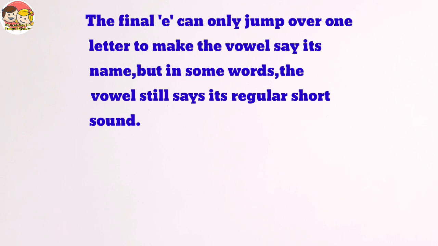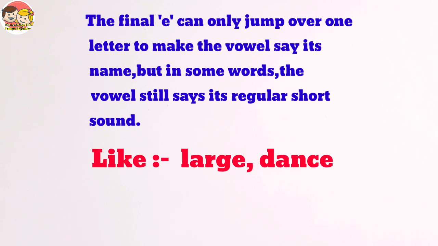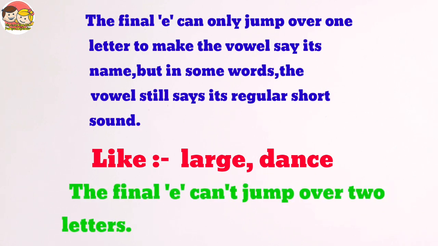As I already mentioned, the final E can only jump over one letter to make the vowel say its name, but in some words the vowel still says its regular short sound like large, dance, etc. because the final E cannot jump over two letters. That is why the vowel still says its regular short sound.